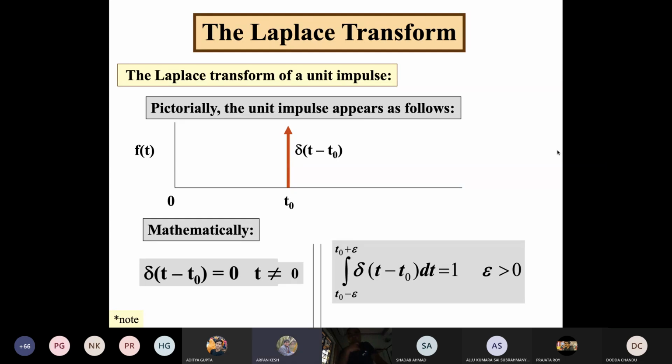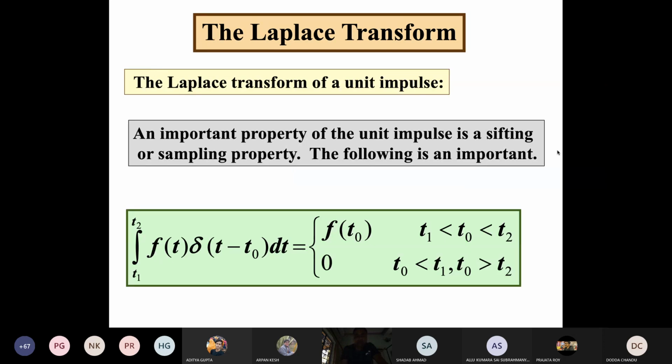Okay, find the inverse Laplace transform of 1. Can you find it? Oh, forget it.